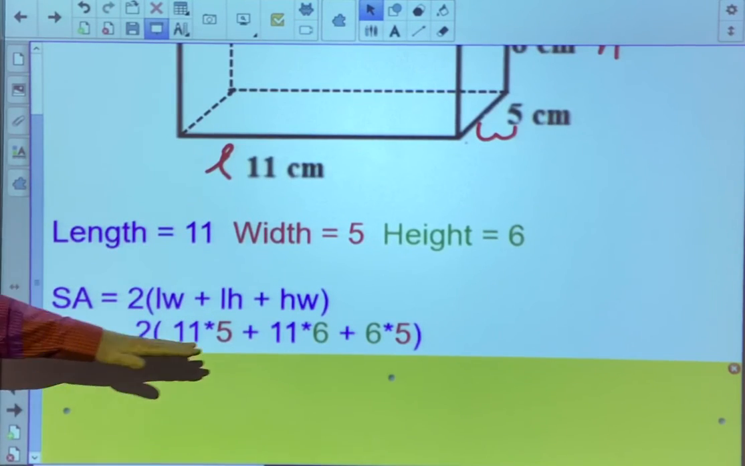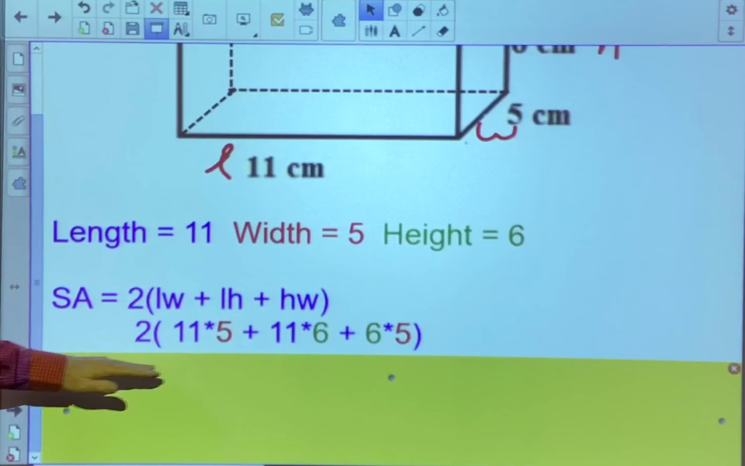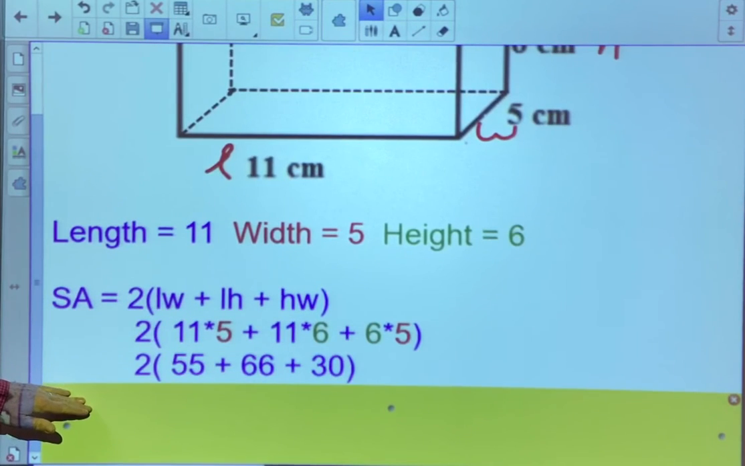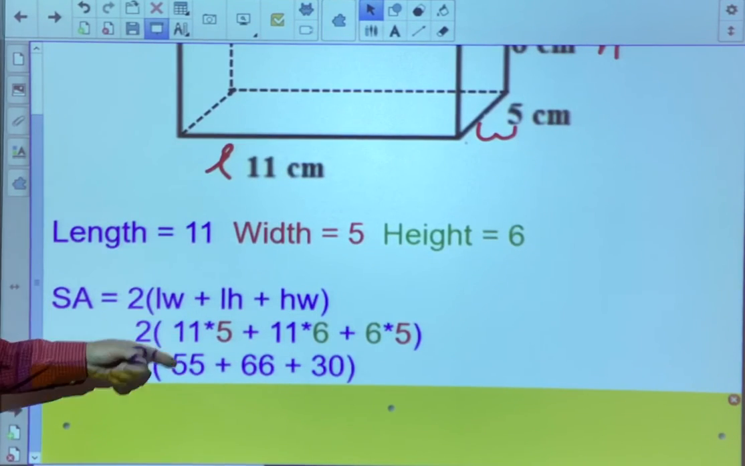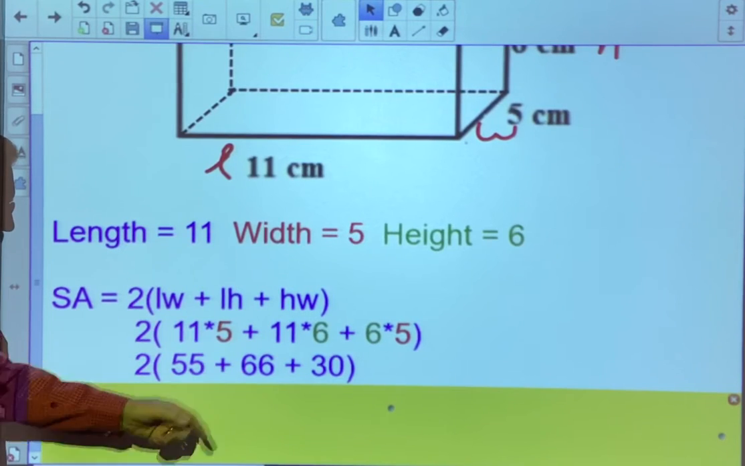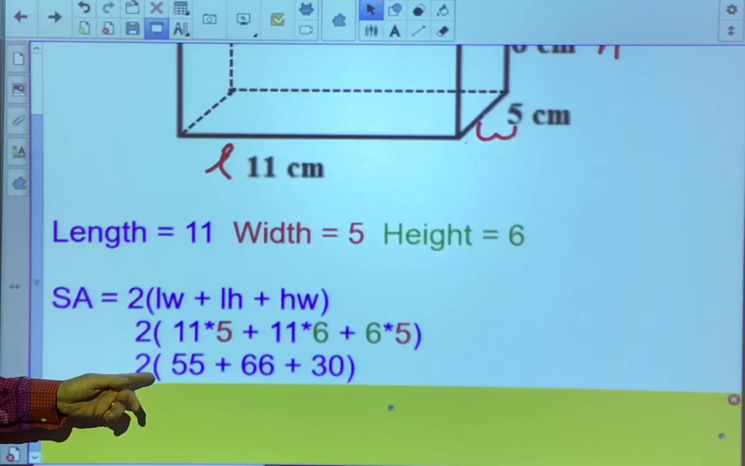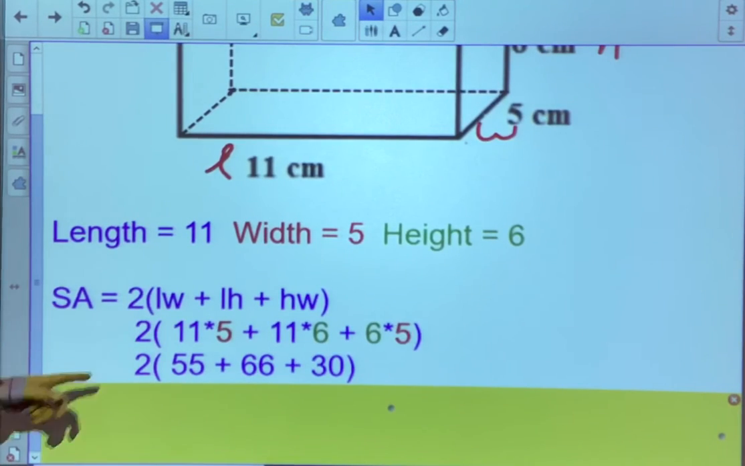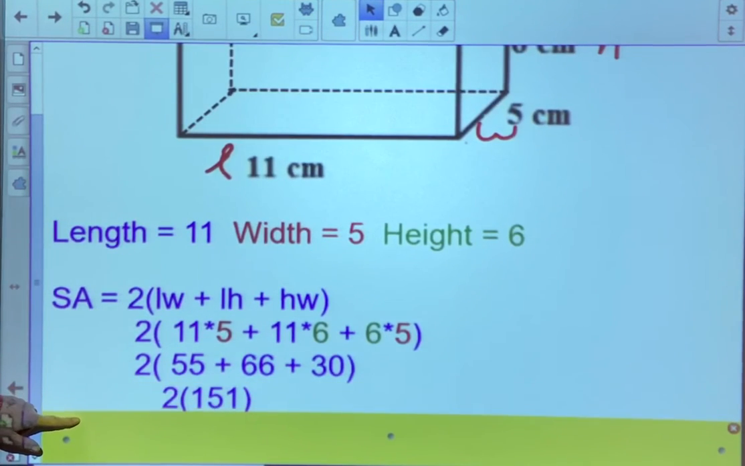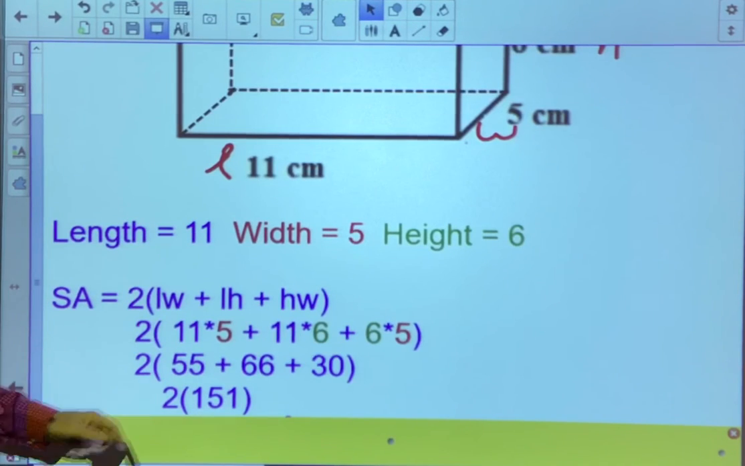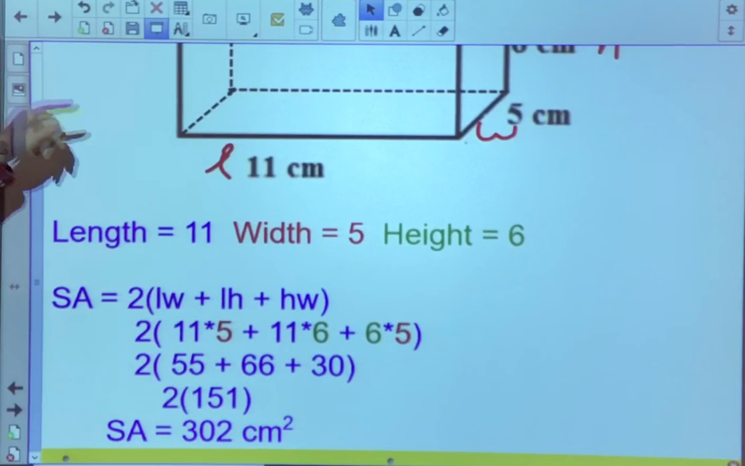Now we're going to get our products inside the parentheses. 11 times 5 is 55, 11 times 6 is 66, and 6 times 5 is 30. Since these are in parentheses, we still have to add those together before we multiply. The sum of that would be 151. Now all we have left to do is multiply by 2. So the surface area of this rectangular prism would be 302 centimeters squared.